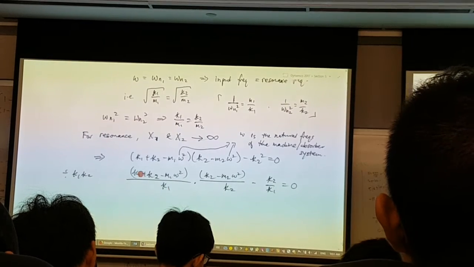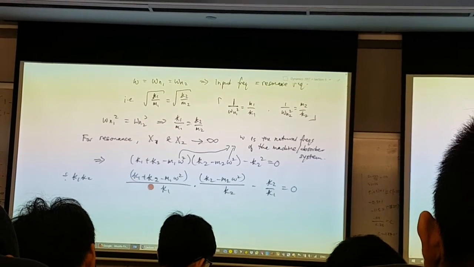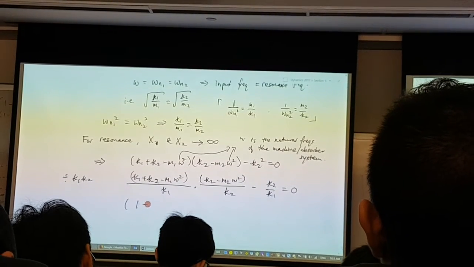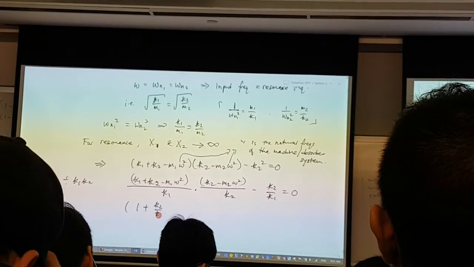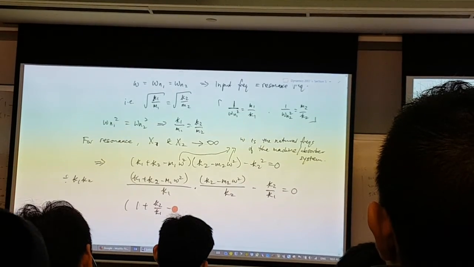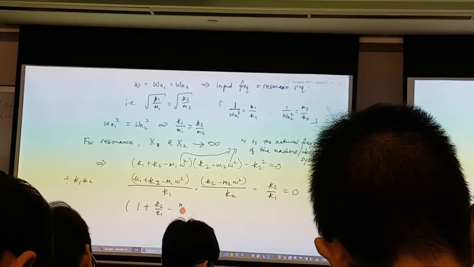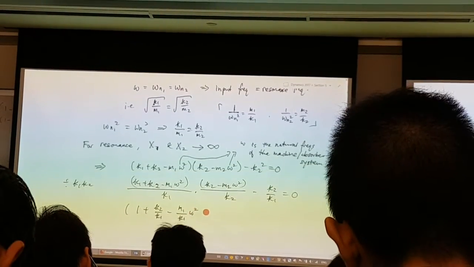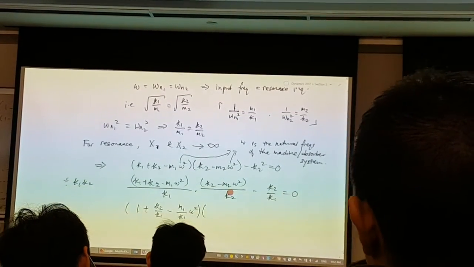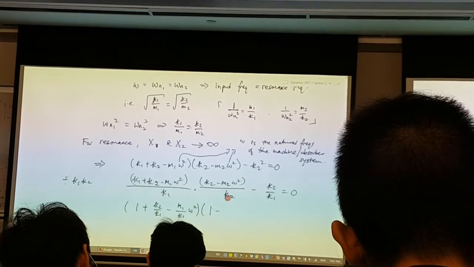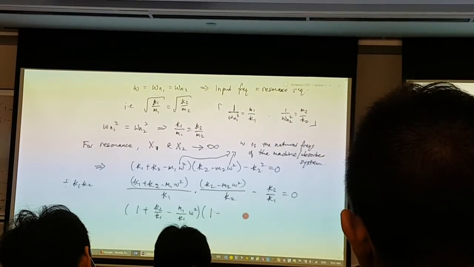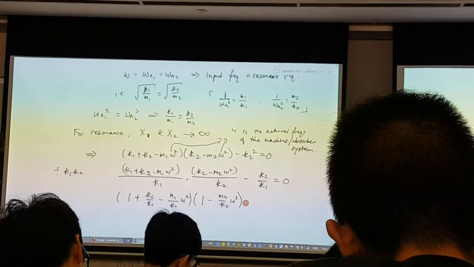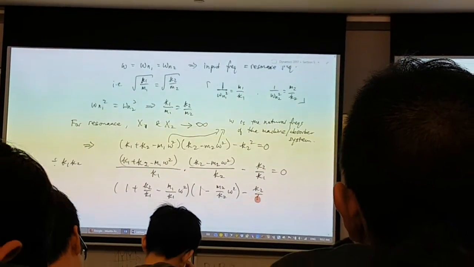So this term here, I'm going to divide by k1 inside. So it will result in 1 plus k2 over k1 minus m1 over k1 omega squared. Multiplied by this would be 1 minus m2 over k2 omega squared. And then minus k2 over k1.